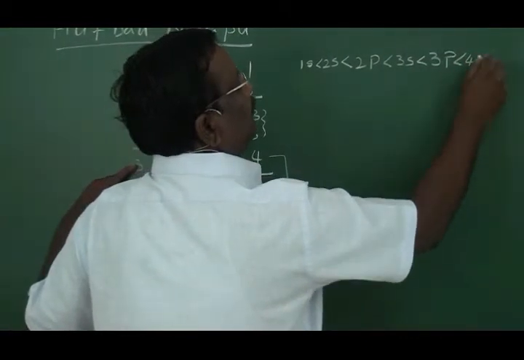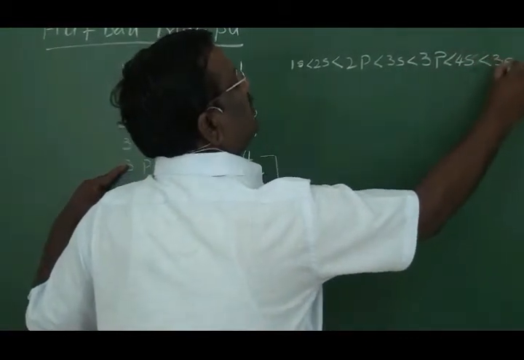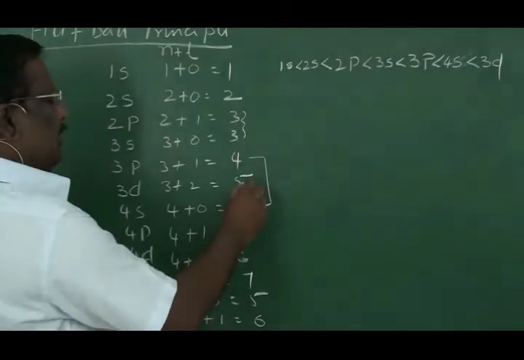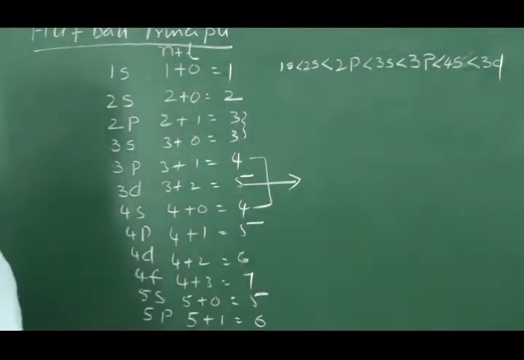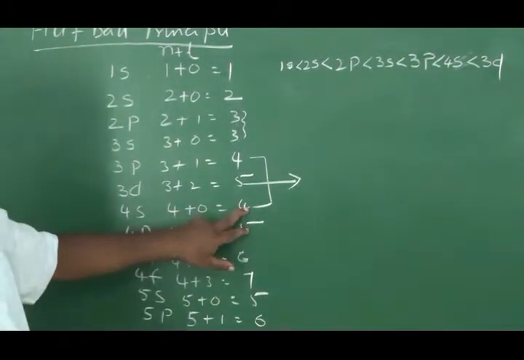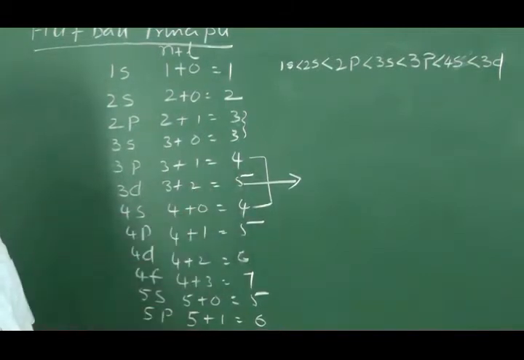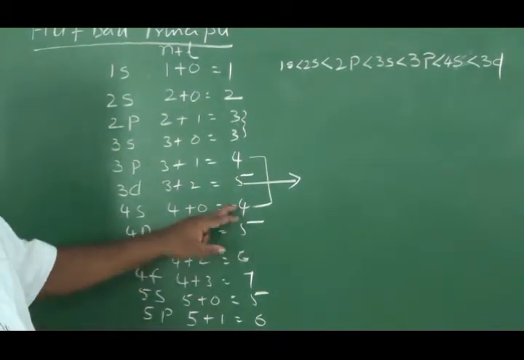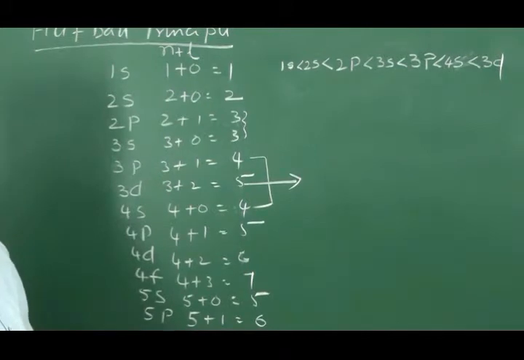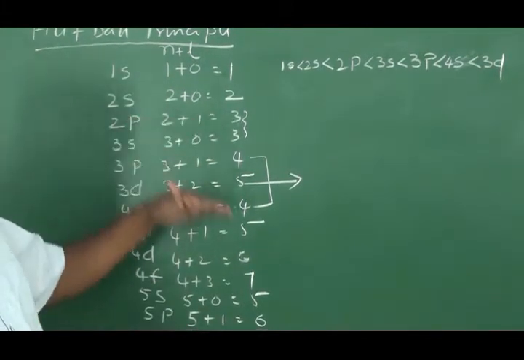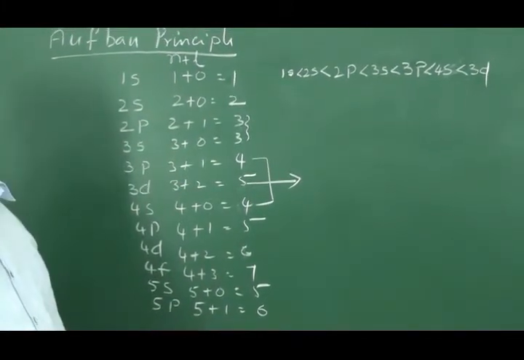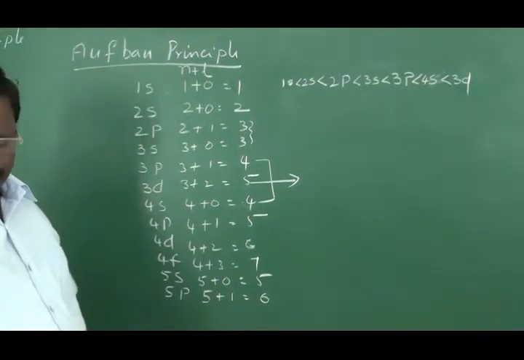Then 3d. Though its n value is less, 3d n plus L value is 5. That's why 4s is filled first, then 3d. After filling of 4s only, the electron will enter into 3d orbital. Just like this, the remaining orbitals will also be filled.